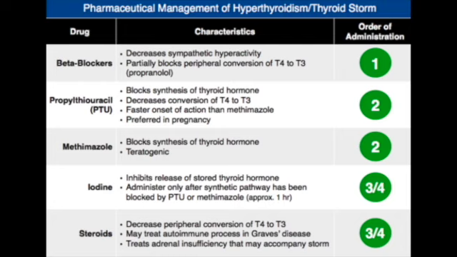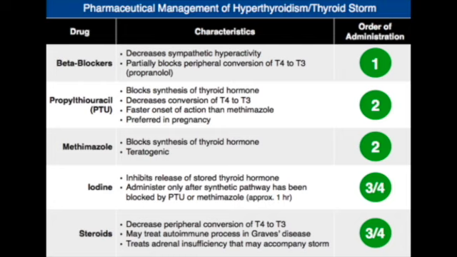Antithyroid medications block the synthesis of new T3 and T4. PTU is preferred over methimazole because PTU also reduces peripheral conversion of T4 to T3. And glucocorticoids also reduce peripheral conversion of T4 to T3.